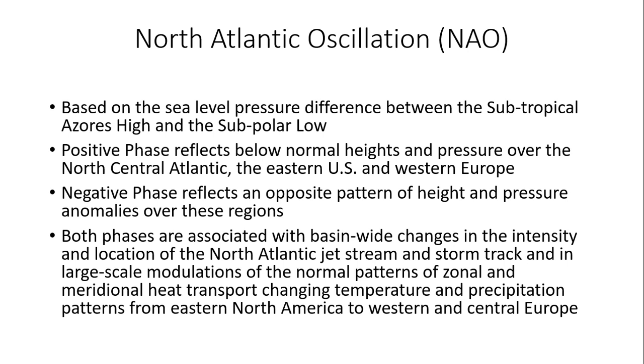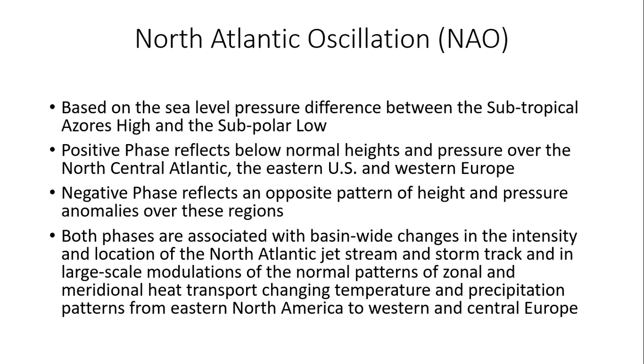So the North Atlantic oscillation is based on the sea level pressure difference. You're looking at the pressure difference between the subtropical high, the Azores high, which is generally situated around 20 to 30 degrees north latitude in the winter, and that subpolar low, which typically sits over about 60 degrees north latitude. So you're looking at the pressure difference between those when we look at the NAO.